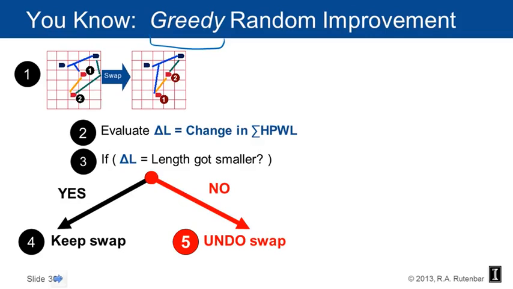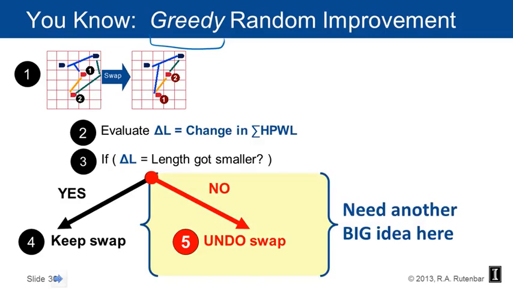This is really where I need some new ideas, right? The idea that I should swap things to see if I can improve them, that's good. The idea that I should evaluate delta L, the change in the wire length, to evaluate the quality, that's good. The idea that I should ask the question, did it get worse or did it get better? That's good. The idea that if it got better, I should keep it, that's good. The idea that if it got worse, I must undo it and throw that away, that is what's got to go. We have to have something smarter here. And to have something smarter here, I need a really big idea.